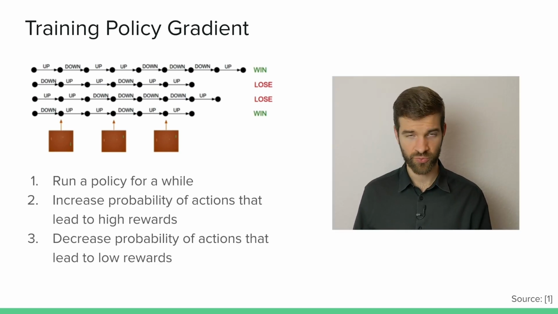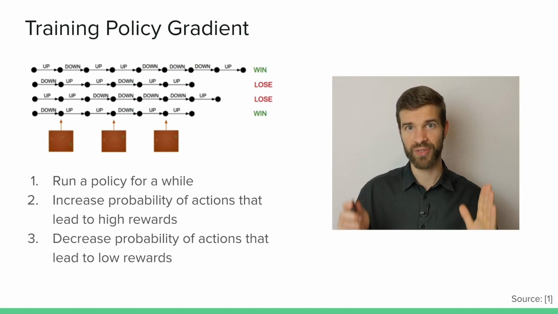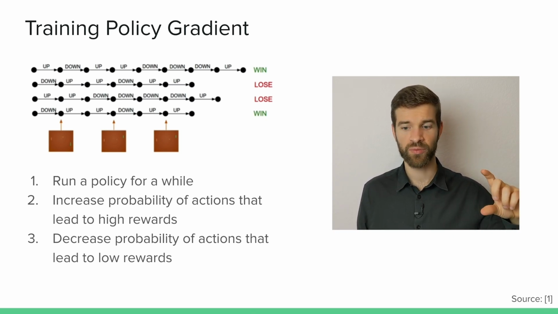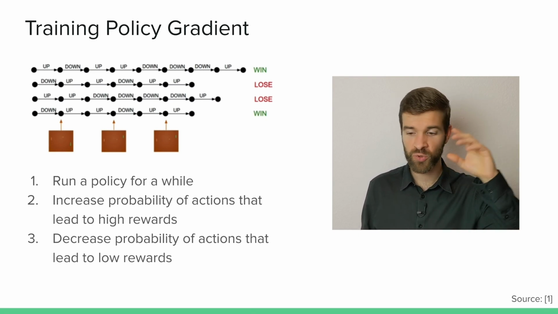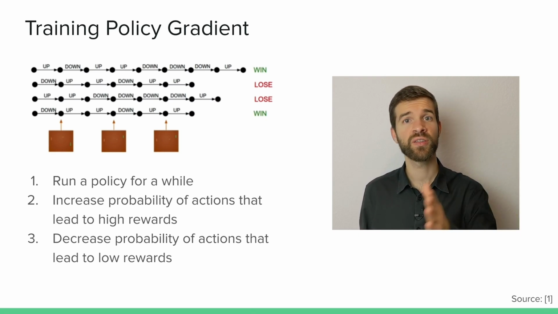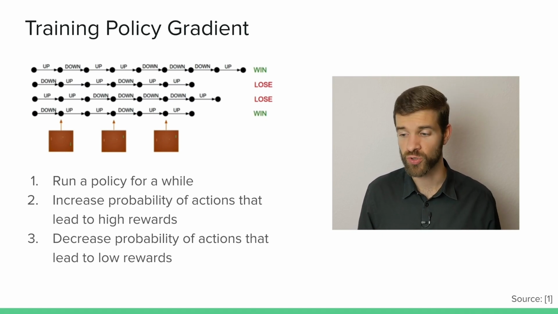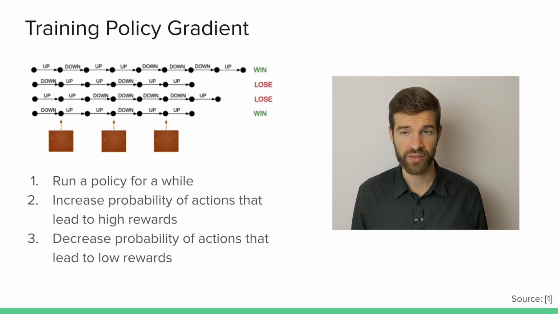First, we run the policy for a while. If you think of the game Pong, you have two paddles that are moving up and down, and the ball goes back and forth, and you can either move up or down or not move at all. You record the sequence. The ball goes back and forth, and ultimately it hits the wall behind one of the paddles, and you win or you lose. That is the reward. If you win, you get a positive reward. If you lose, you get a penalty.